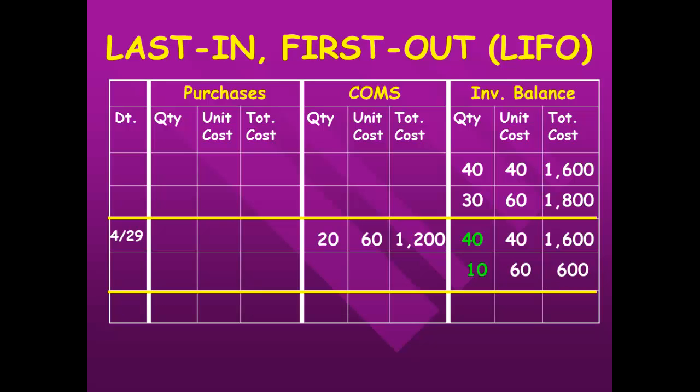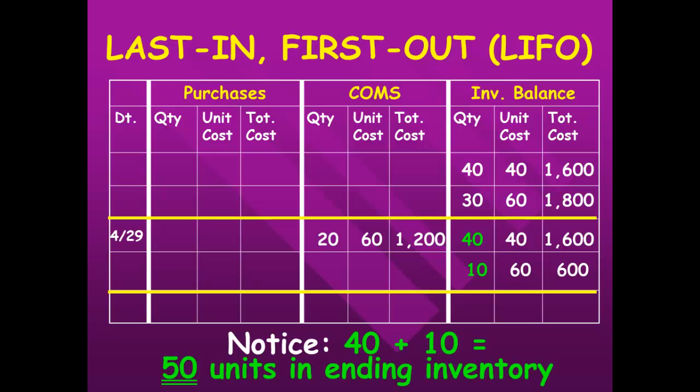Notice we finished our example. How many units do we have left in ending inventory? 50. 40 plus 10 says we have 50 units left in ending inventory. How many units were we supposed to have left in ending inventory? 50. If that didn't add up to 50, you know I've made a mistake.